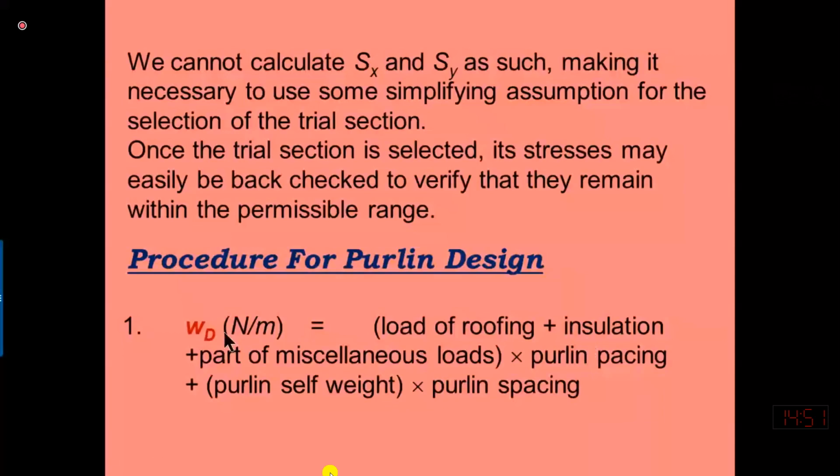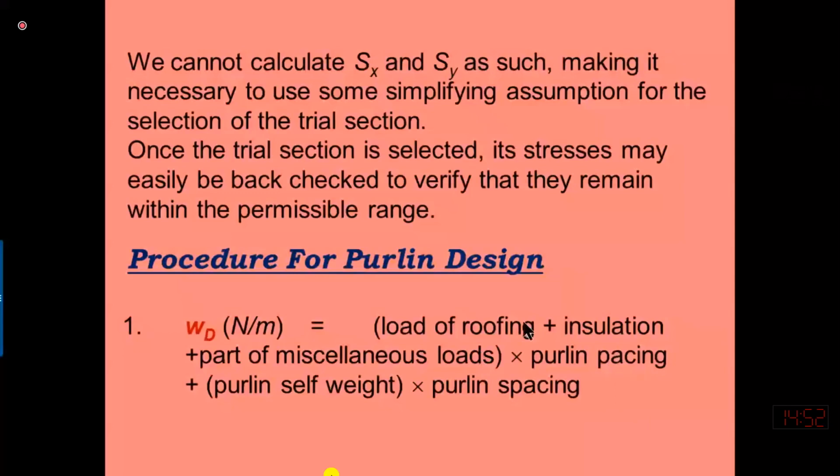So this load will be equal to the load on the roofing system plus insulation load plus part of miscellaneous load. So loading on the roofing system may be roof sheeting load, insulation panel load, and part means we may consider half or 1/3 of miscellaneous load. Actually all these loads are in Newton per meter square or kilogram per meter square, so you can convert into Newton per meter square. So we need to multiply with the spacing of purlin, which is equal to panel length.